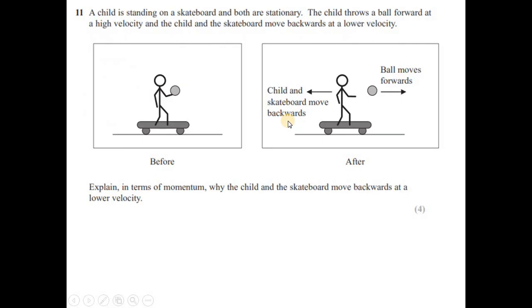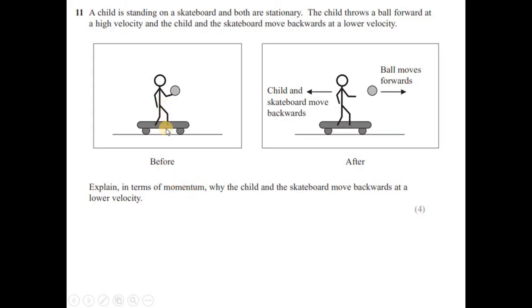Question number 11. A child is standing on a skateboard and both are stationary. The child throws a ball forward at a high velocity and the child and the skateboard move backward at a lower velocity. Explain in terms of momentum why the child and the skateboard move backward at a lower velocity. Okay, so it's all about momentum and it is a question of explosion.